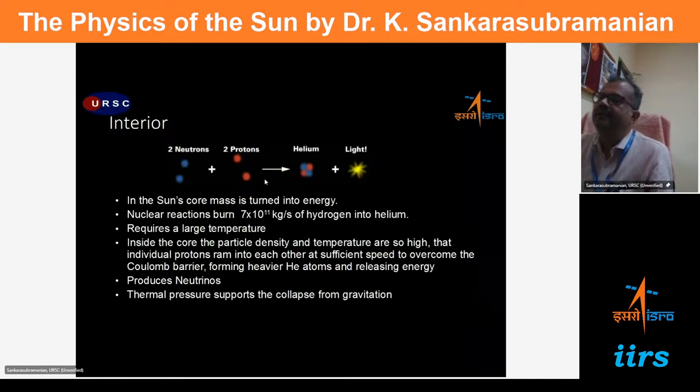The interior is basically the energy producing region, which is the core of the sun. It's purely a hydrogen-hydrogen fusion reaction which happens. So basically two protons fuse together to form a helium nucleus. Along with that, you form light, which is high energy electromagnetic radiation in the gamma ray range. It also produces neutrinos through the hydrogen-hydrogen reactions. And these neutrinos can come straight away from the core without getting affected by any of the solar structures we saw in the previous picture.